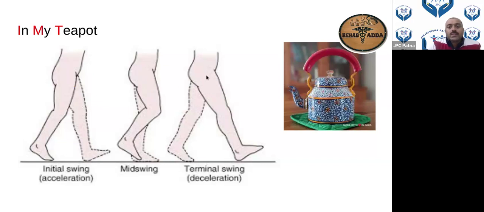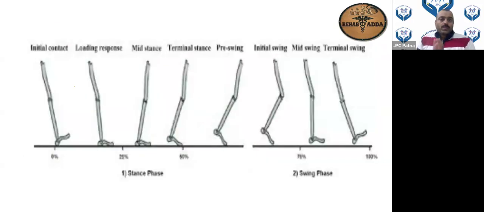Now in the terminal swing, if you look, the hip is in flexion, the knee is almost neutral. From flexion, it is changing into neutral, or you can call it extension also. It is from flexion towards extension, and at the ankle, there is a little bit of plantar flexion, or it is neutral. So this is all in my teapot.